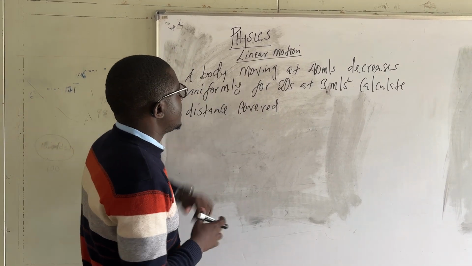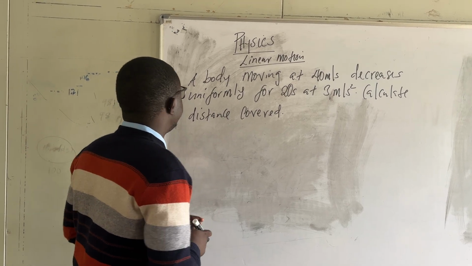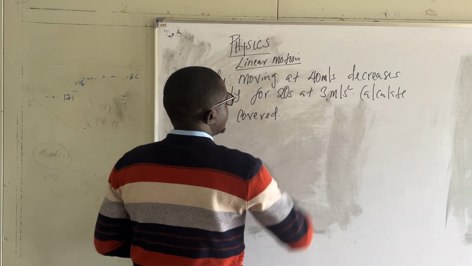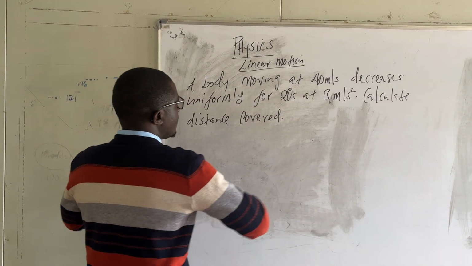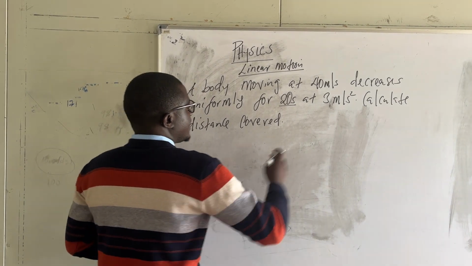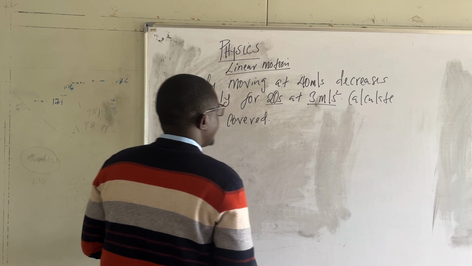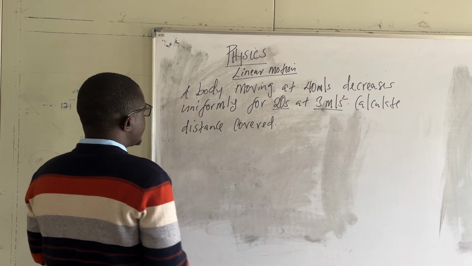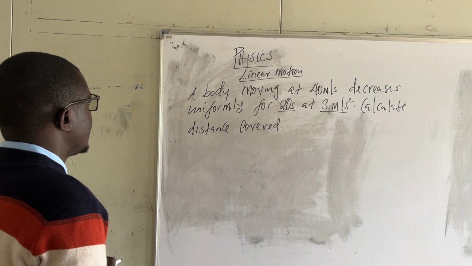It is coming from the topic linear motion, and the question reads: a body moving at 40 meters per second decreases uniformly for 20 seconds at 3 meters per second squared. Calculate the distance covered. Now, as usual, in physics, there are things that you have to be considerate of.